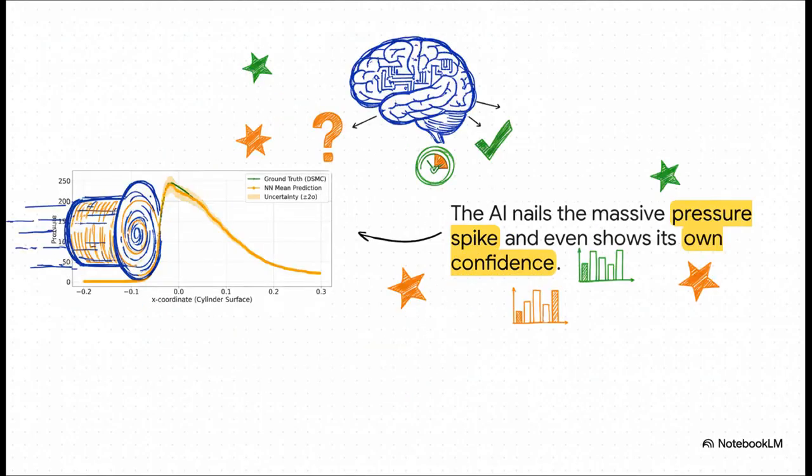Next up, let's look at pressure. And again, same story. The AI in orange is beautifully tracking the ground truth, especially that huge spike in pressure right at the nose. But look closer. Do you see that faint orange shading around the line? That is super cool. Those are the model's uncertainty bands. It's the AI's way of telling us how confident it is. It's basically saying, hey, I'm really sure about this part, but things get a little chaotic and less certain right in the middle of that shockwave.